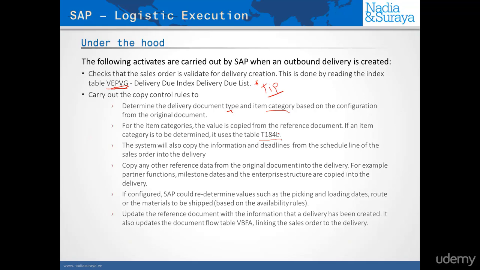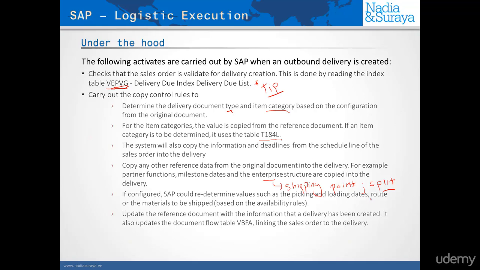The system will then copy all of the reference data from the original document into the delivery. For example, it could copy the partner function, the milestone data, or, in most cases, and most important, it would copy the enterprise structure. When we say enterprise structure, we mean items like the plant or, more importantly, the shipping point. And as we noted before, if in the document we have two different shipping points, then we'll actually have a split, i.e. we'll have two deliveries.